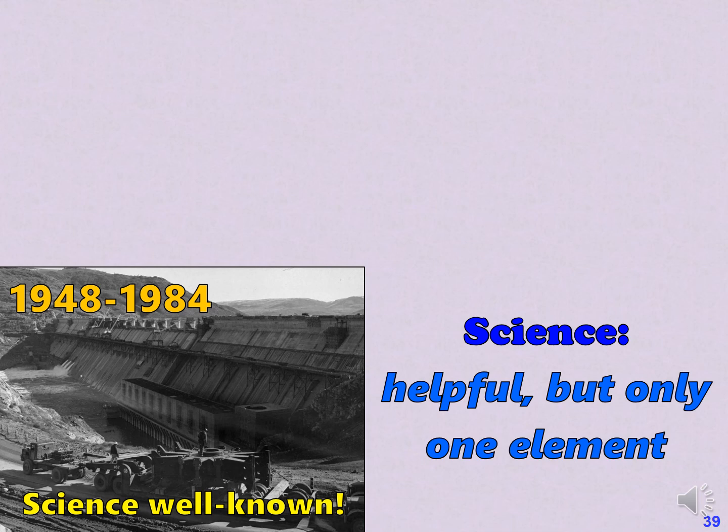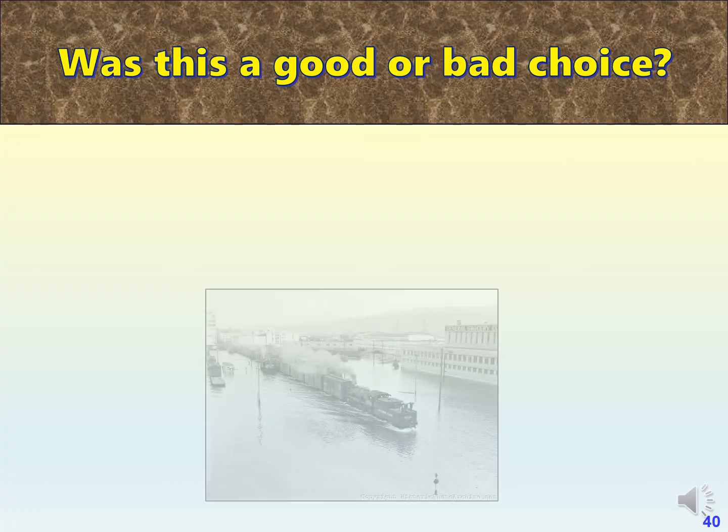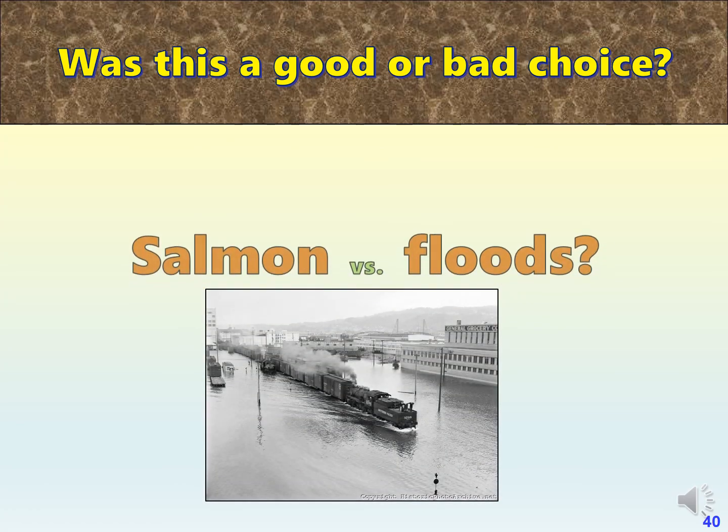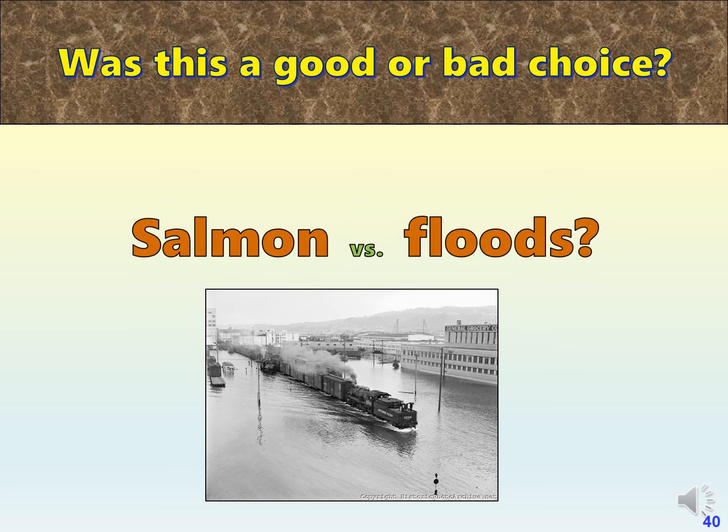Now, was that a good choice? The science was helpful. It did say the effects on salmon would be thus and so, and you might want to consider building a hatchery or doing something else to reduce the effect, but they're going to be big effects. So the question you need to reflect on, as this example, is: was this a good or bad choice? Essentially, it came down, simplistically, to: do you want salmon runs or do you want floods?